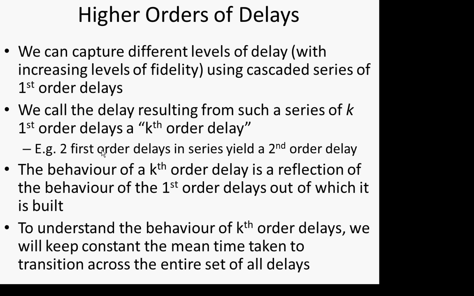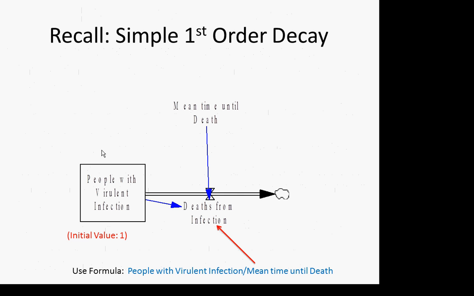Suppose you have a total time to transition across the system, an average time to transition across the system, of 1 month. What would it look like if you had a first order delay, a second order delay, a third order delay, a fourth order delay? Here's our first order delay. Here we don't even have an inflow. We have some initial value, and then we have this outflow, which is the value of the stock divided by the mean time until death. Familiar? Okay, good.